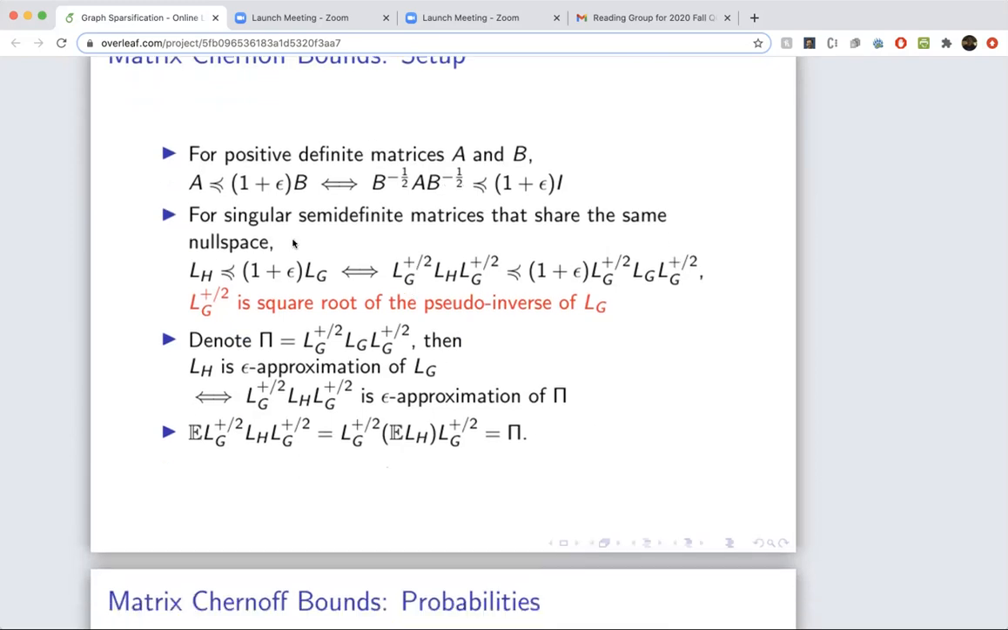For singular, so that means not invertible, semi-definite matrices that share the same null space, there's an analogous relationship that holds, where if the Laplacian of the sparsified graph H is less than or equal to 1 plus epsilon times the Laplacian of G, then we know that it's following a similar property here. LG plus, this should technically be a dagger, but dagger divided by 2, where that represents the square root of the pseudo inverse of LG, we get a similar relationship. LG plus over 2 times LH times LG plus over 2 is less than or equal to 1 plus epsilon times LG plus over 2 LG LG plus over 2.